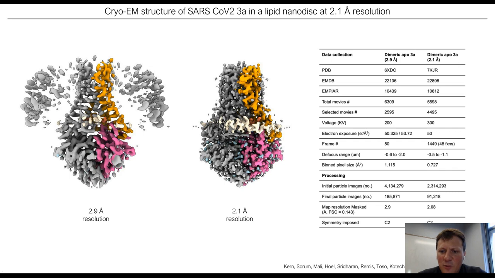I put this table here just to emphasize that these data were collected similarly. In fact, it's a smaller data set in the higher resolution that led to the higher resolution reconstruction, about half as many final particles. And I also wanted to point out that all of these data are publicly available. The raw movies, the maps, and the models are all deposited. And we were excited to see both the EMDB and the COOT software package use these data in their recent modeling challenges.